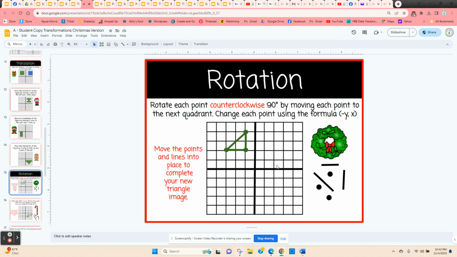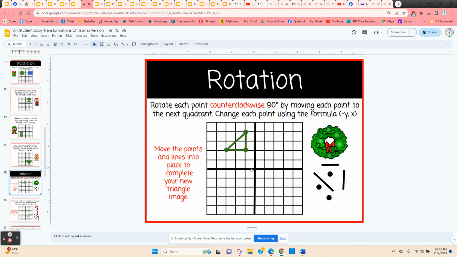Now this time they're not going to use the fill color feature. They're going to use these lines and points. So we're rotating around the origin, and they're going to use this formula here, (x, y) becomes (negative y, x). So they're going to take each one of these points, and they're going to use this formula to, in this case, rotate counterclockwise 90 degrees. That means we're rotating around this point, but it's going to now be in quadrant 3.